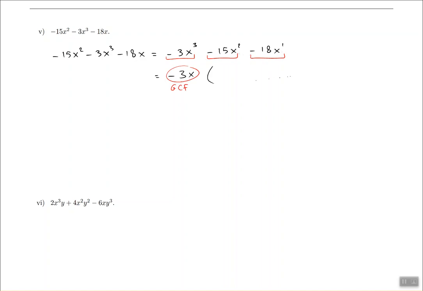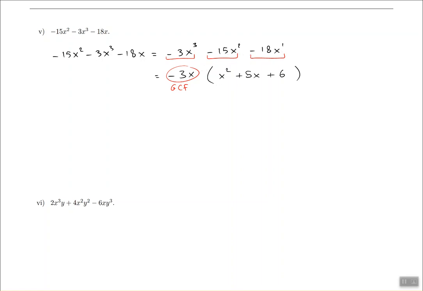And at this point, we're going to ask what's left inside each of the terms. So to figure out what goes inside the parentheses, it's very straightforward. Take the old numbers and divide it by negative 3x, and you get x squared. Take the old number negative 15x squared, divide it by negative 3x, and you get positive 5x. Then finally, if you did the same thing with the negative 18x divided by negative 3x, your solution will be positive 6. That's what goes inside the parentheses.